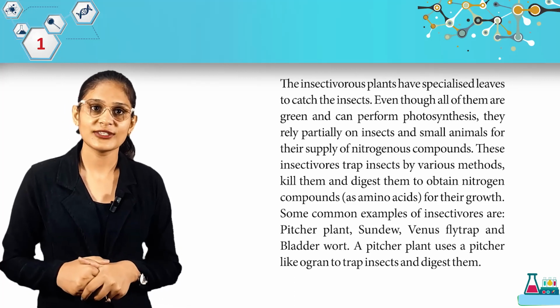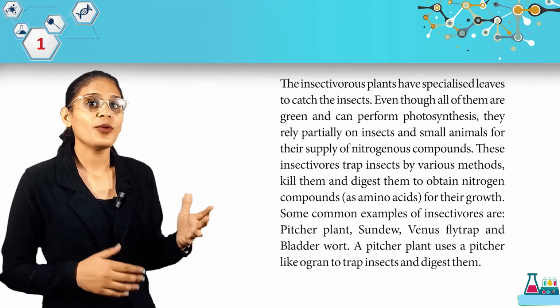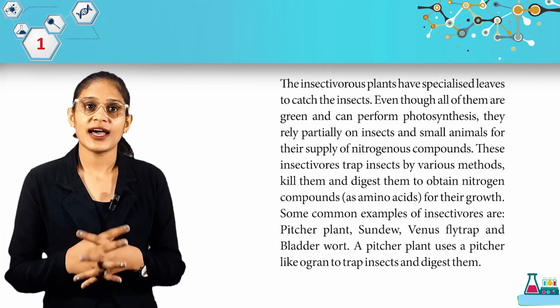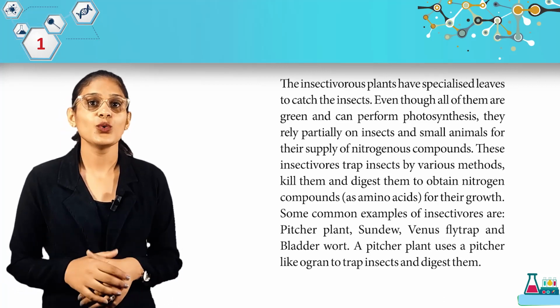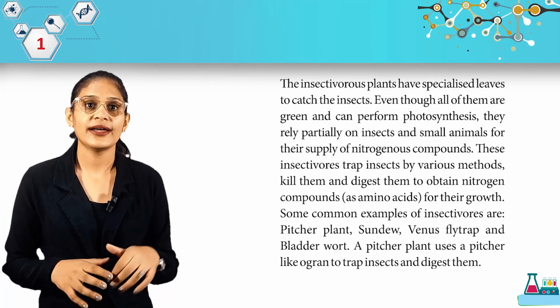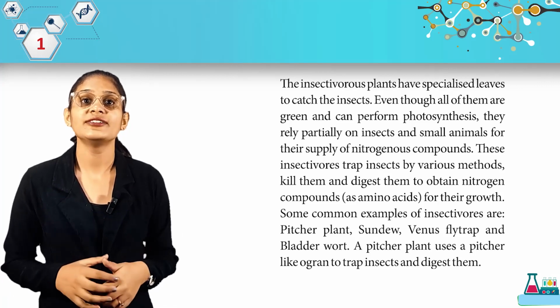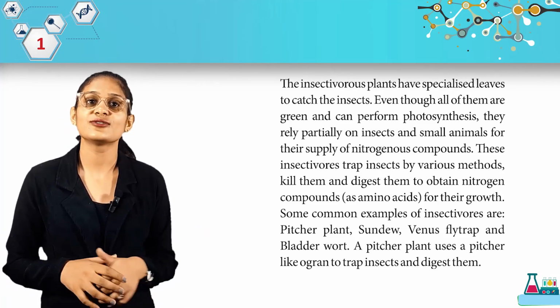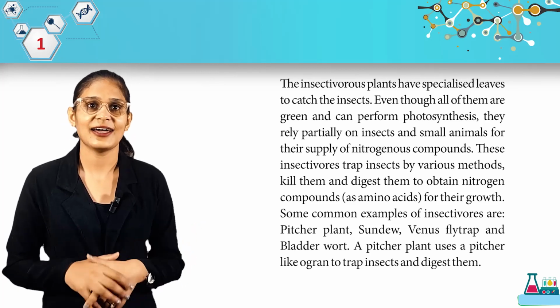Amino acids. Okay students, now we have some common examples of insectivores: pitcher plant, sundew, Venus flytrap, and bladderwort. A pitcher plant uses a pitcher-like organ to trap insects and digest them.